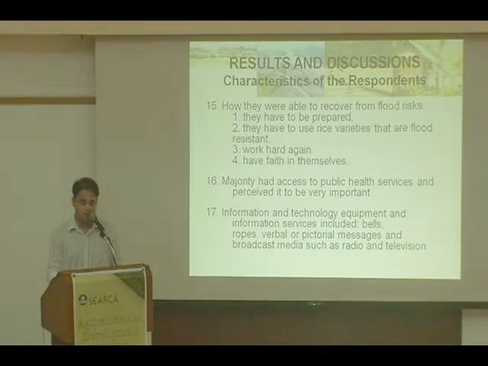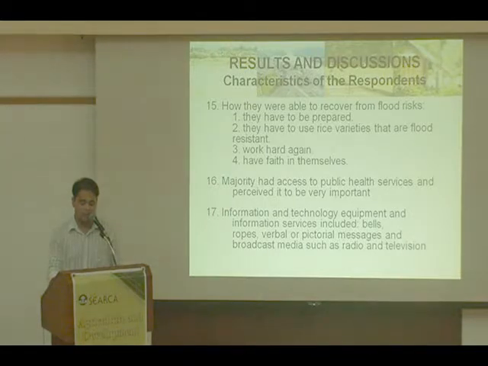And then, how they were able to recover from flood risks. These are some of their answers that were highlighted. They said that they have to be prepared. They have to use rice varieties that are flood resistant. They have to work hard again. And of course, have faith in themselves.